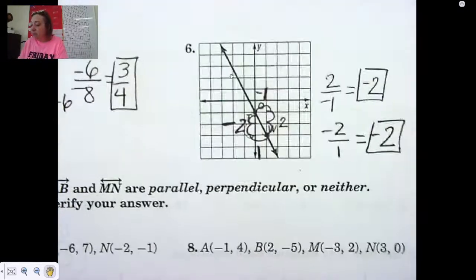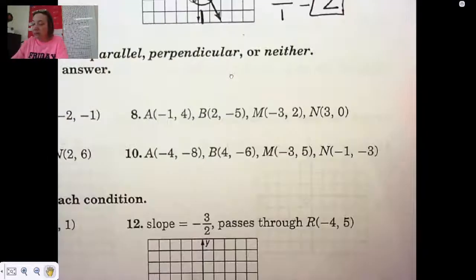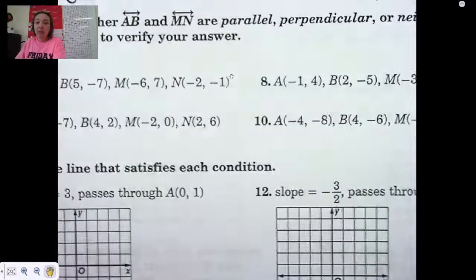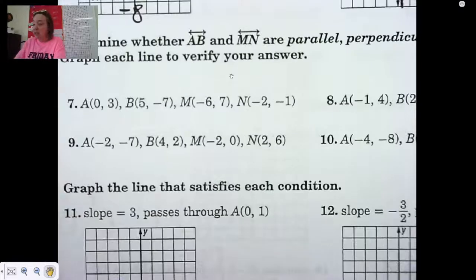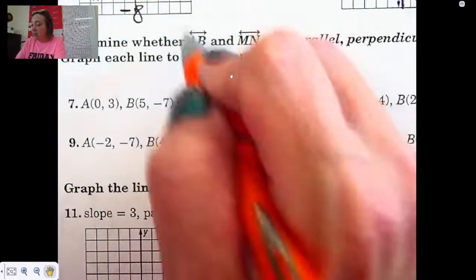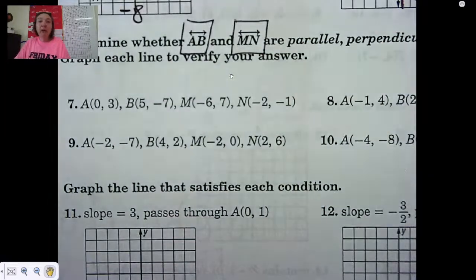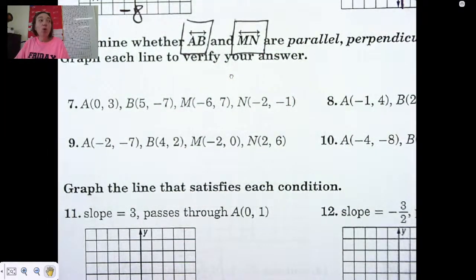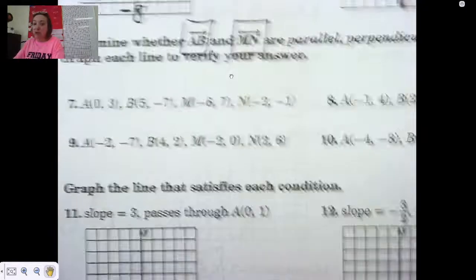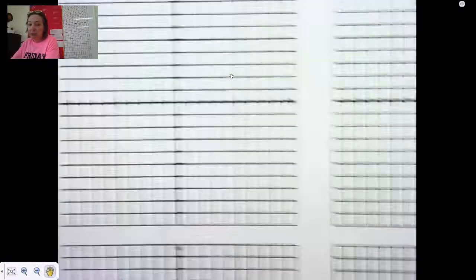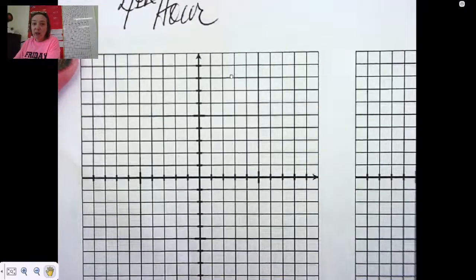Okay. On 7 through 10, they gave us points. And they're asking us if these two lines, AB and line MN, are parallel, perpendicular, or neither. So we're going to take a minute, get your graph paper. You're going to need your graph paper. And we're going to graph these lines. So we're going to start with number 7.